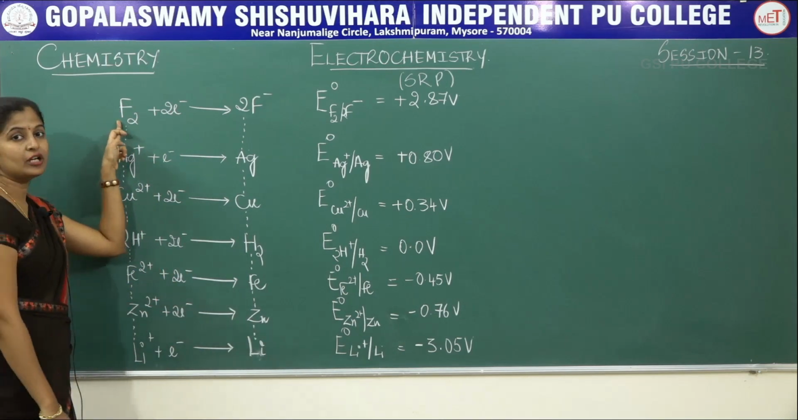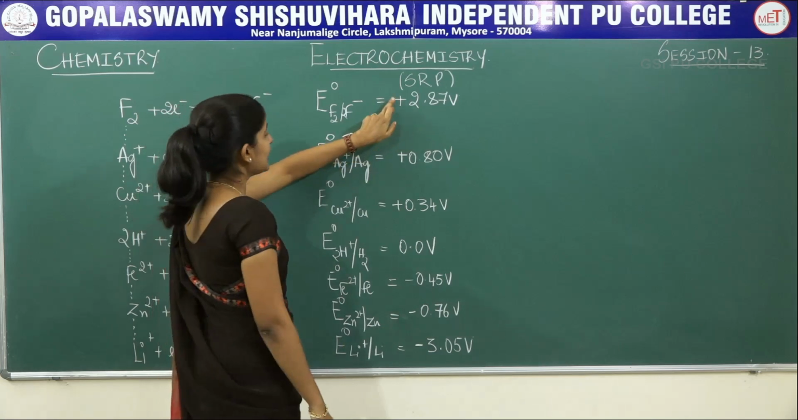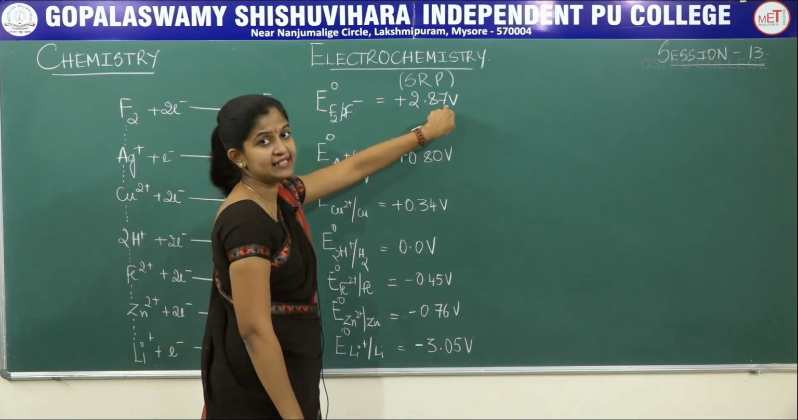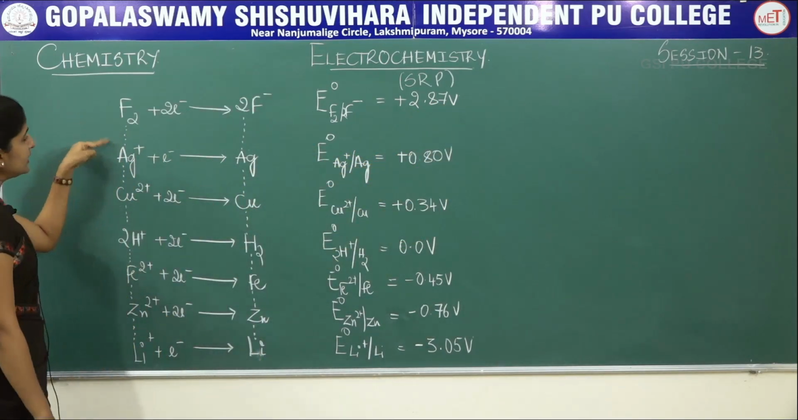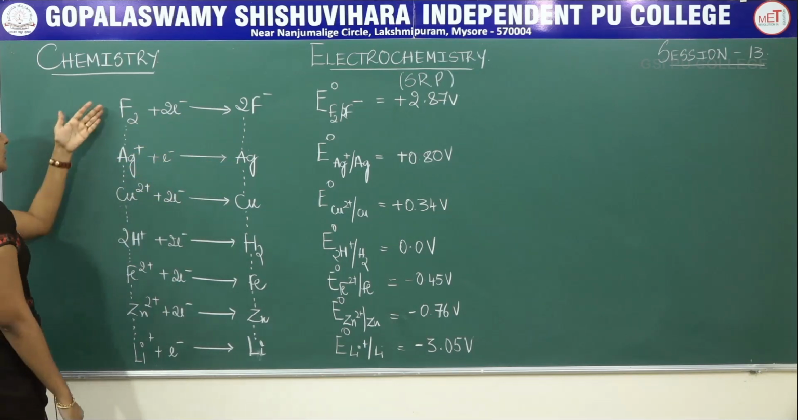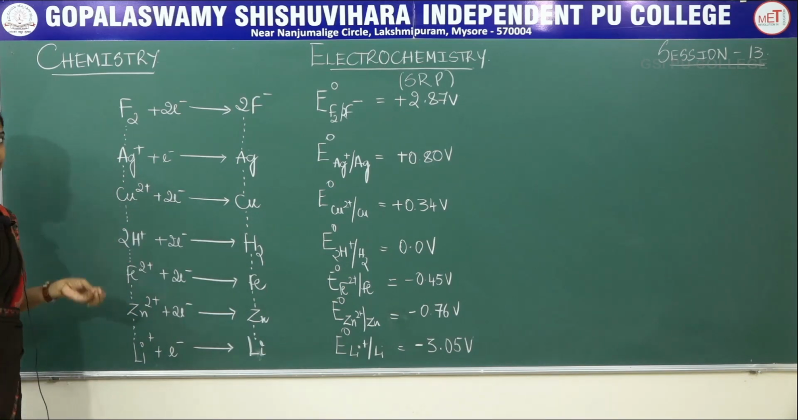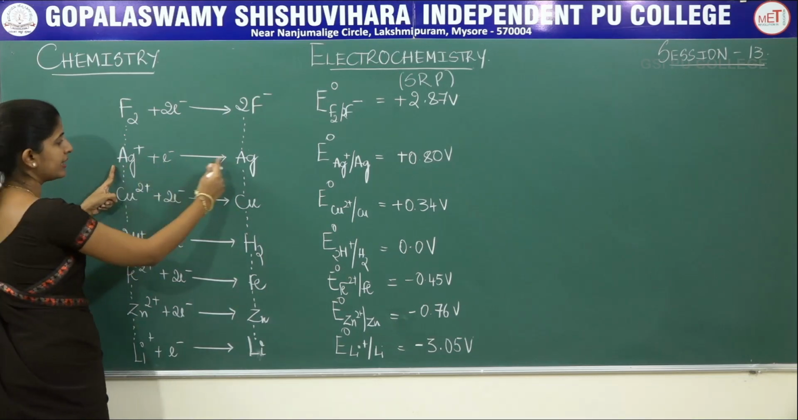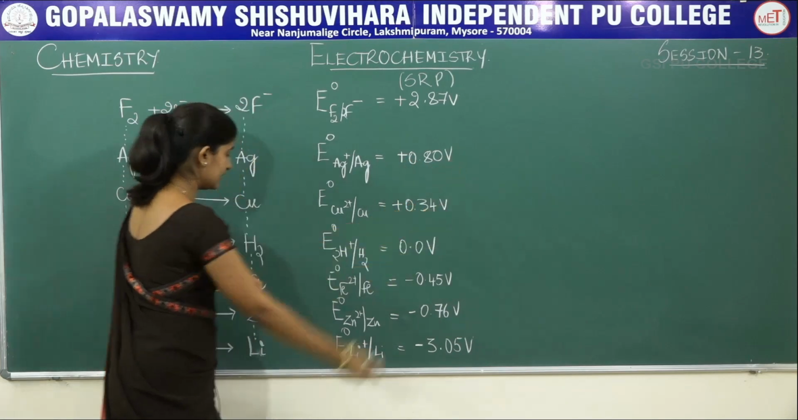The first element would be your fluorine. You can observe it is undergoing reduction and whose value is highest. It is highest standard reduction potential value, it is plus 2.87 volts. Then comes your silver. You can observe these dotted lines means there are a lot of elements in between this fluorine and silver. Since I have already told you I will be taking only the important elements that we will come across in this chapter, the next element I have taken is silver. Silver is also undergoing reduction and its electrode potential is plus 0.80 volts.